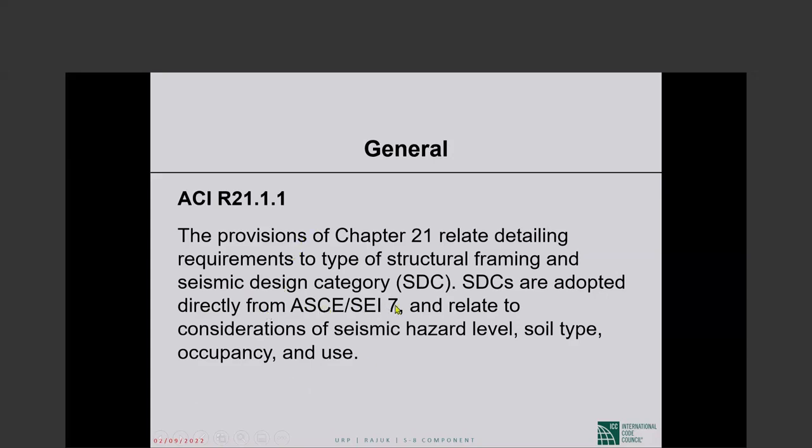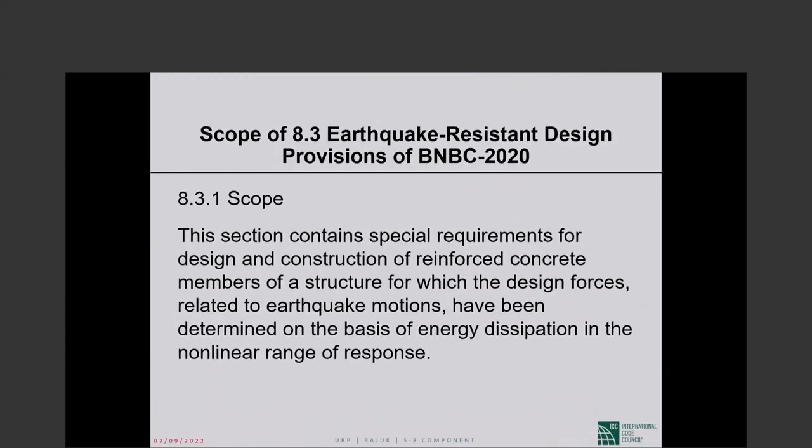Now, ASCE 7 is many times written as ASCE/SEI 7. In case you feel confused, SEI is the Structural Engineering Institute of ASCE, and the standard is under the jurisdiction of that institute. There is a geotechnical institute and so on and so forth. So it is the Structural Engineering Institute of ASCE that produces the ASCE 7 standard.